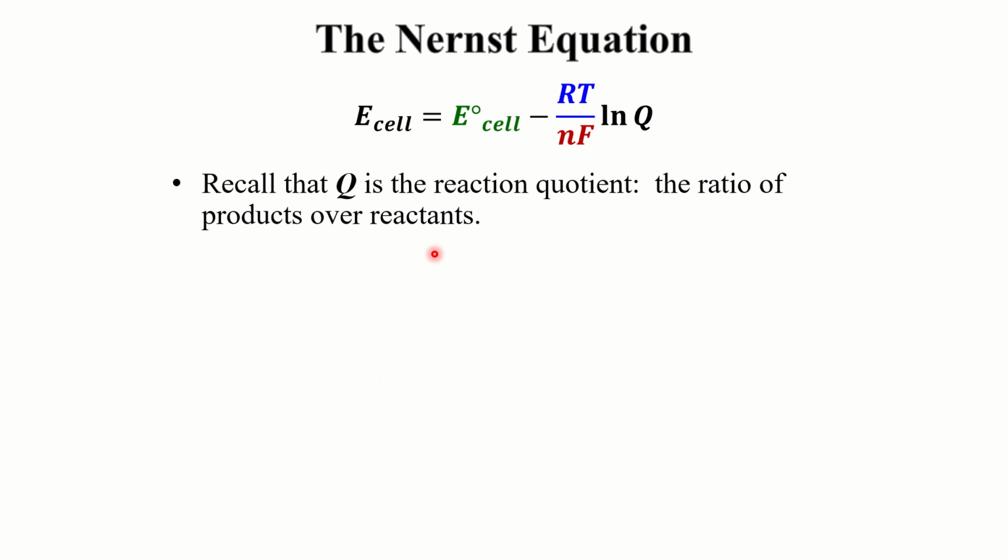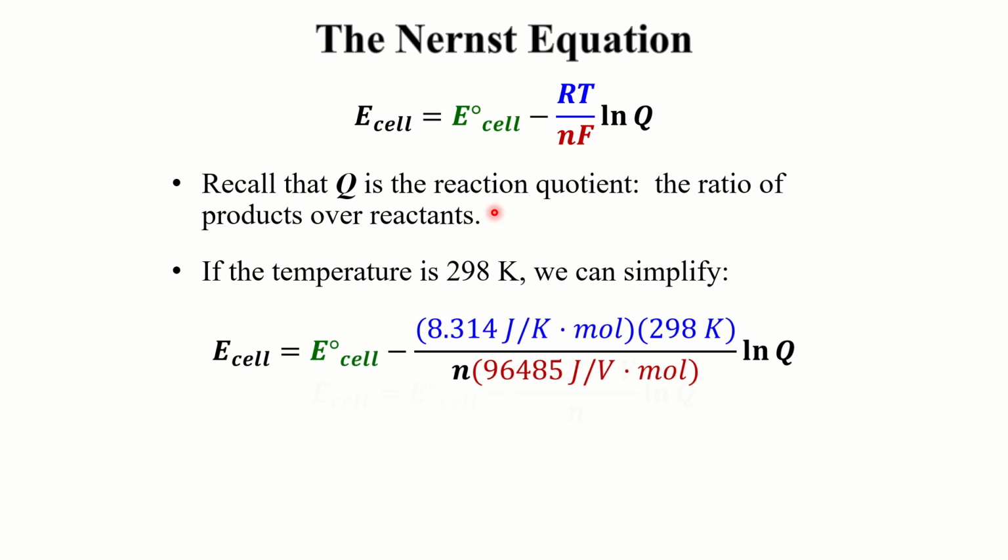This equation is E cell. Notice the lack of a degree symbol here. So this is the cell potential of that cell under any conditions. It is equal to the standard cell potential minus RT over nF times ln of Q. R is the ideal gas constant, T is the temperature, n is the moles of electrons, F is Faraday's constant, and Q is the reaction quotient.